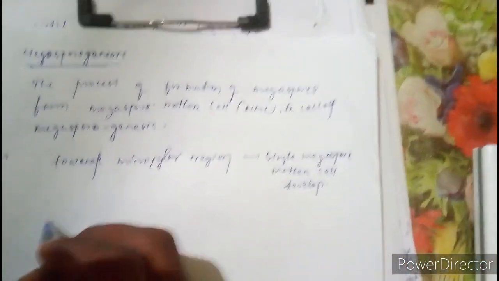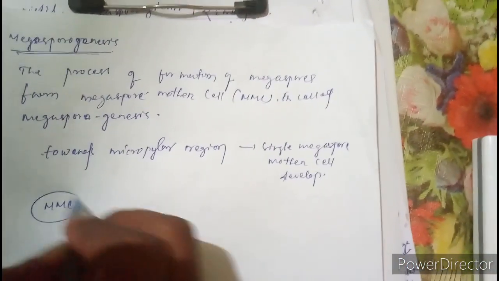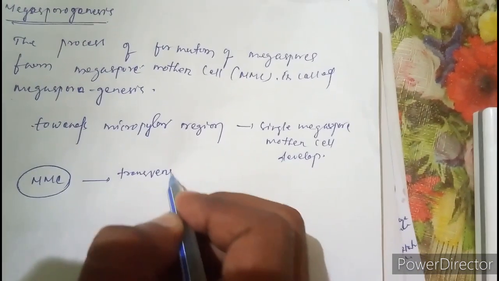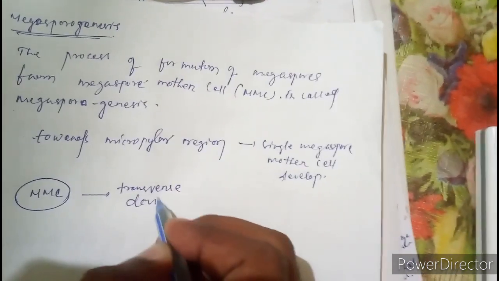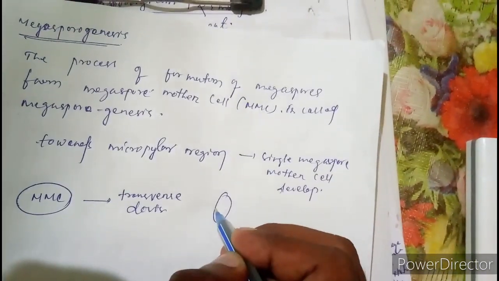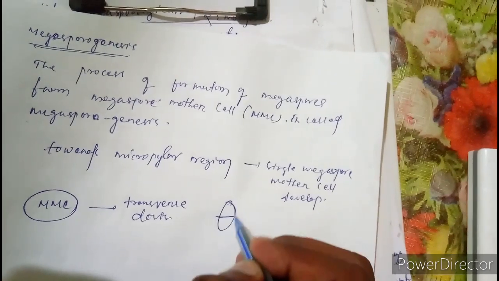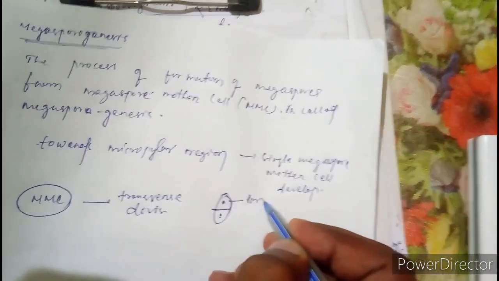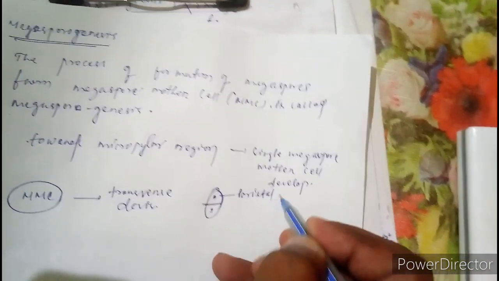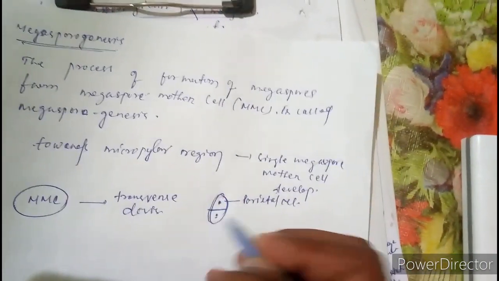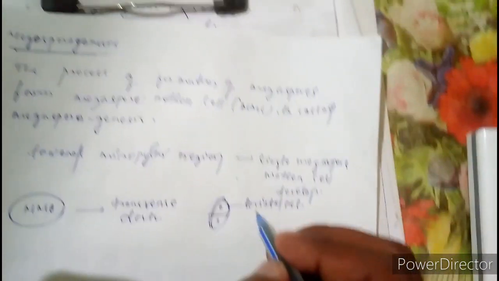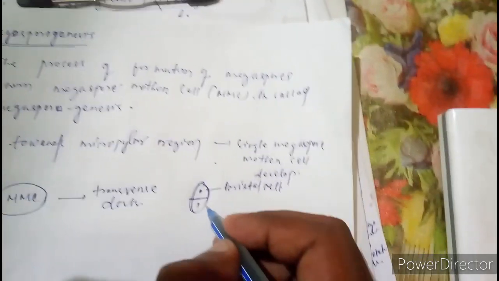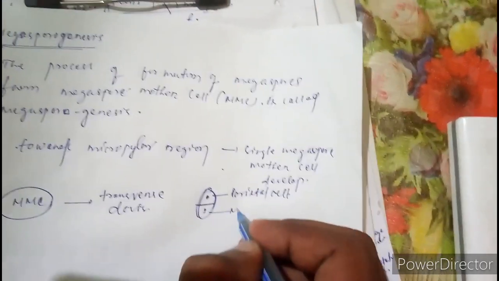This megaspore mother cell, MMC, undergoes transverse division. After transverse division, two types of cells are formed. Towards the outer side, the cell formed is known as the parietal cell, and towards the inner side there is formation of the megasporocyte.